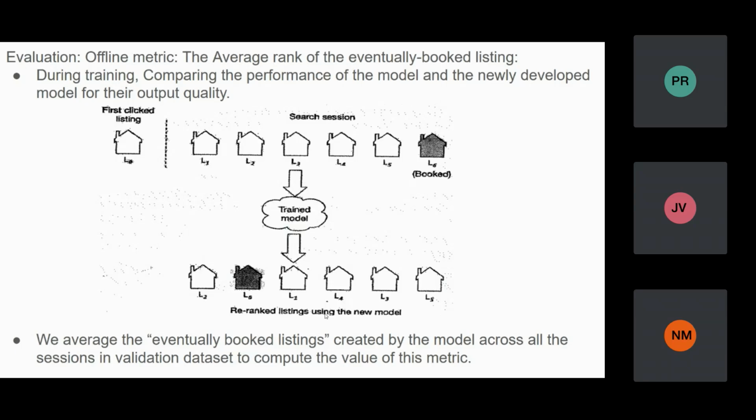So this is the way we'll compute the value for the average rank of the eventually booked listing across all the sessions in a validation dataset, to compute the value of the offline metric. Now moving on to the online metric.